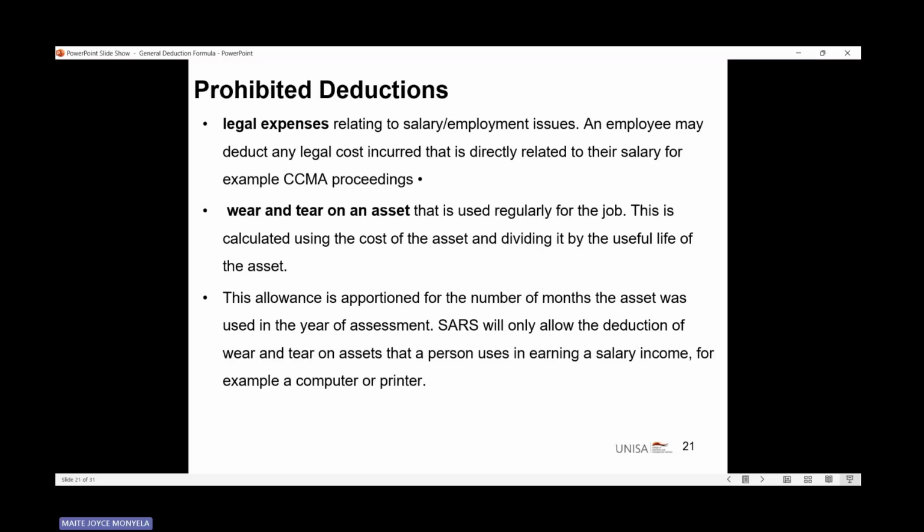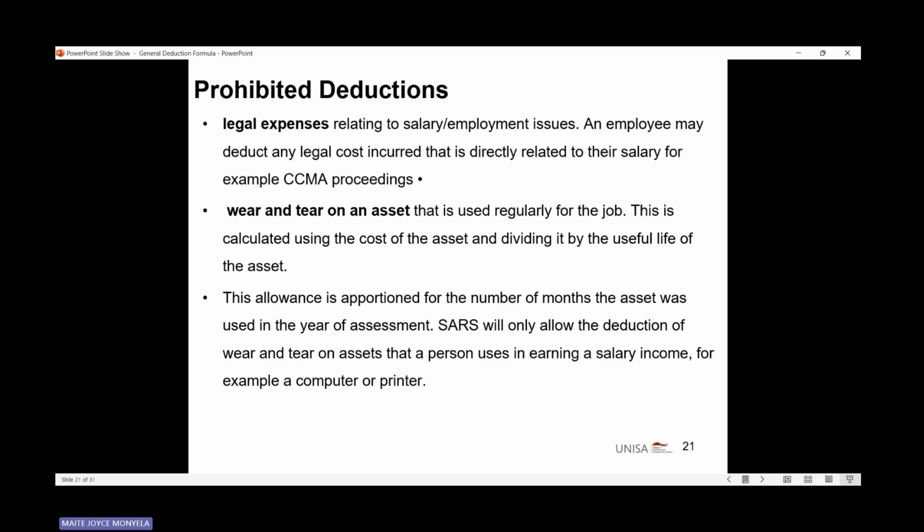Legal expenses relating to salary employment issues: an employee may deduct a legal cost incurred that is directly related to the salary, for example, CCMA proceedings. The employee may deduct this legal cost.